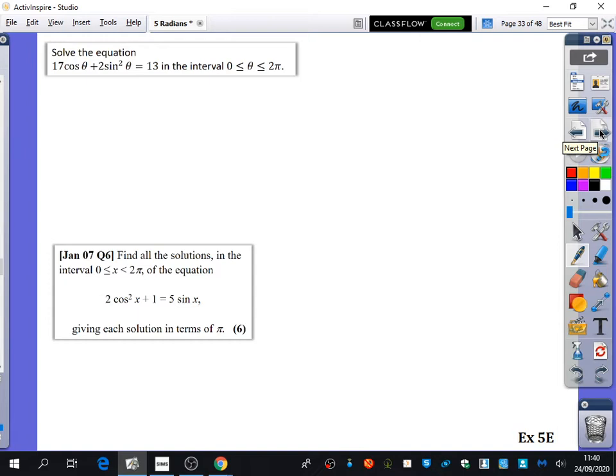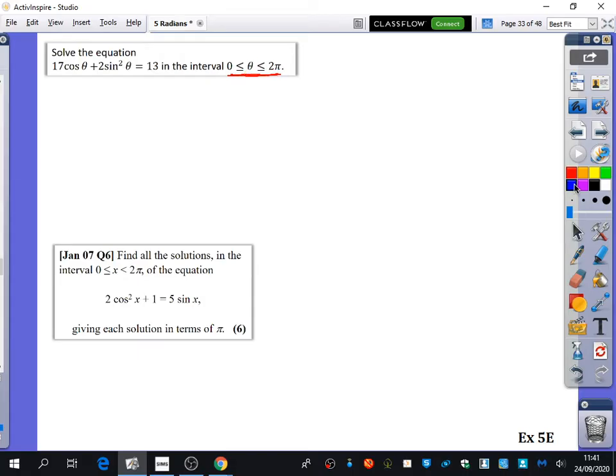So this time we've now got some more sophisticated kinds of equations. This one says I want to solve the equation 17 cos theta plus 2 sine squared theta equals 13 in the interval 0 to 2 pi. So clearly it's now a radians question because of what we've got written at the end. But may I just point out, you still will get degrees questions in A2 maths, okay? Even though we're now learning radians, they still will put degrees questions in as well. It's not like the other one has now disappeared.